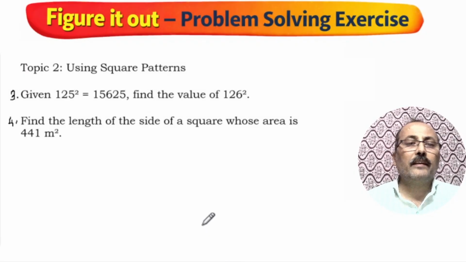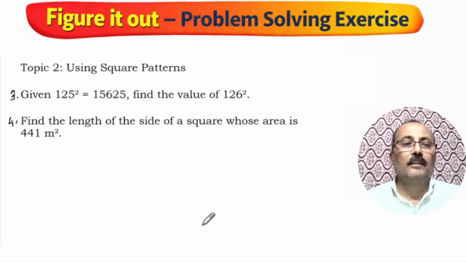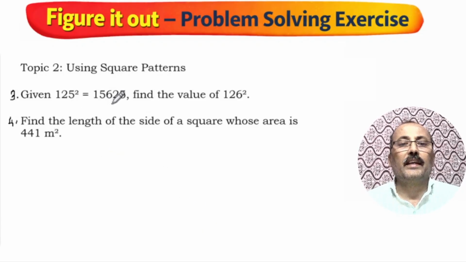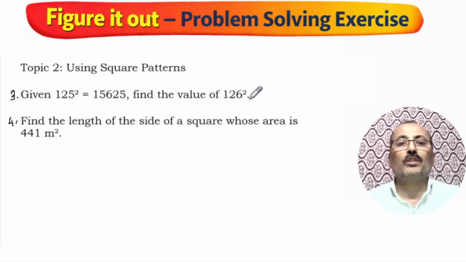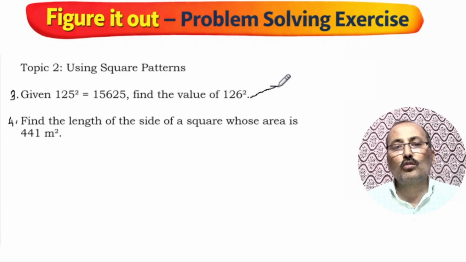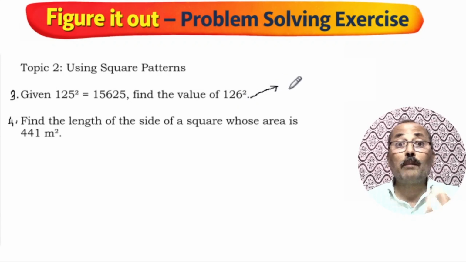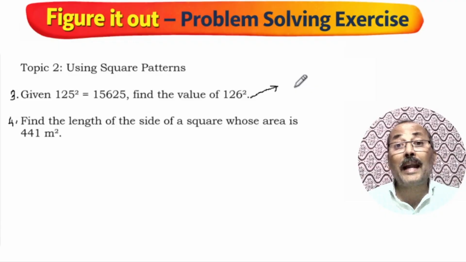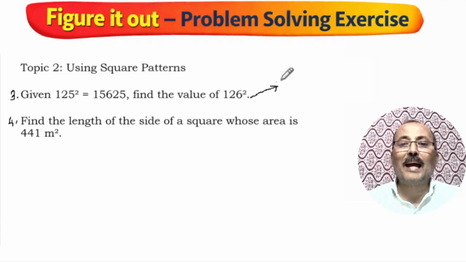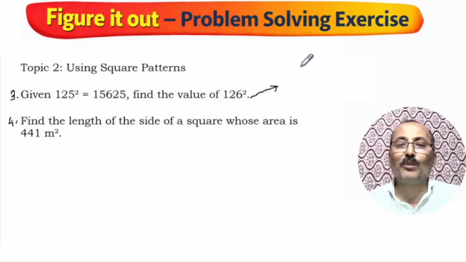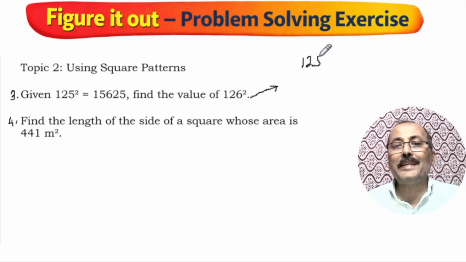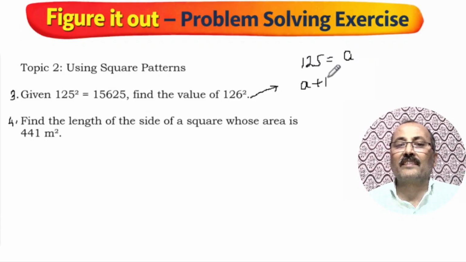Okay. Second topic is using square patterns. 125 square is 15,625. Find the value of 126 square. You have two methods. One is the method I taught in the pattern videos, but now I am going to use a new method. This is 125 square. So let 125 be a. Let us assume this as a. You know a plus 1 is 126.